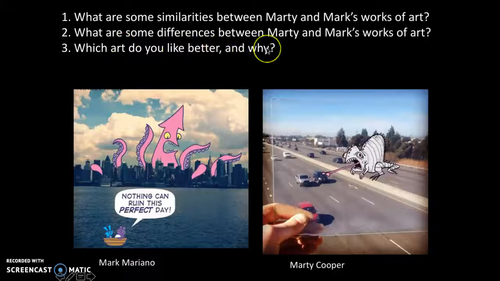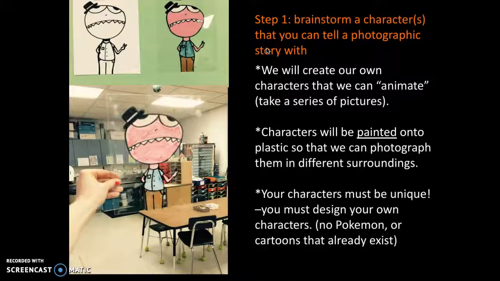Okay, so let's talk about what we're going to do, class. We're going to think about Marty Cooper's art and Mark Mariano's art, and then kind of combine the styles into our own projects. So you're going to brainstorm your own character or characters that you can use to tell a story, so a photographic story. So we're going to use cameras to take pictures.